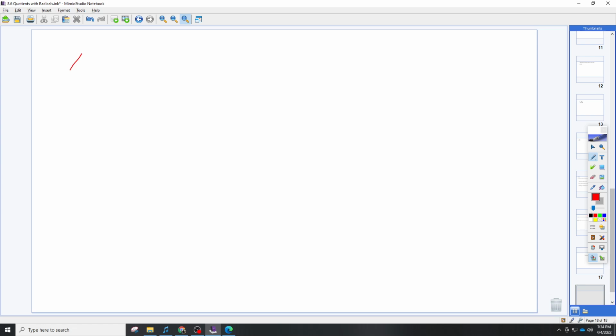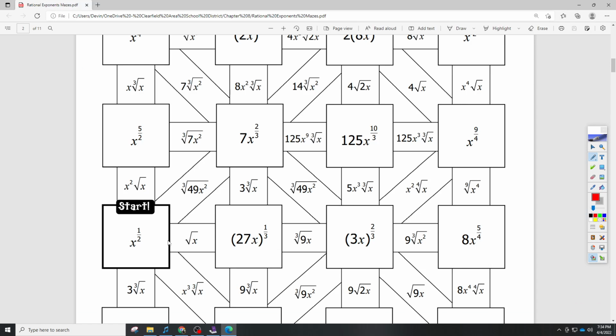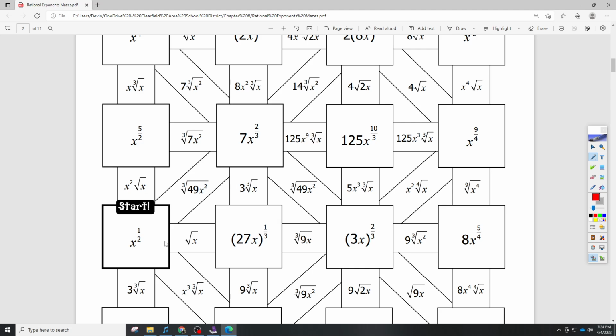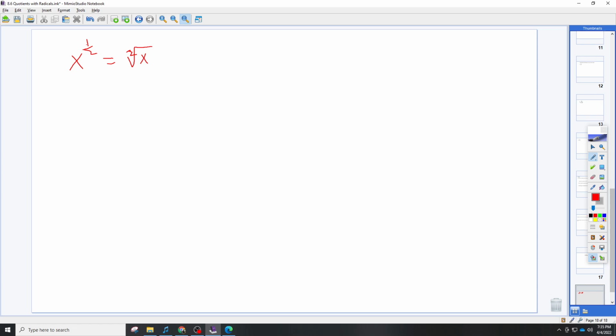We have the x to the 1/2, I think is what it is. That's where we're starting, x to the 1/2. We're going to write that as a radical, which hopefully you know is the same thing as the square root of x. Like there's a little 2 here. So that would make us go from here, and you would shade this. You just take a pencil or a color pencil, shade this in, and go to the right. And now we're going to do 27x to the 1/3.